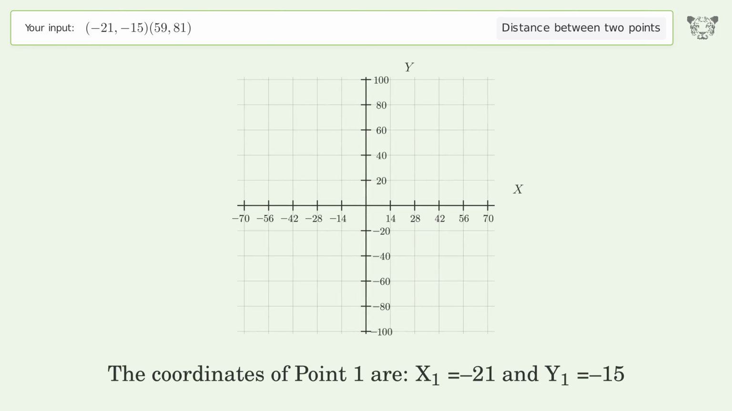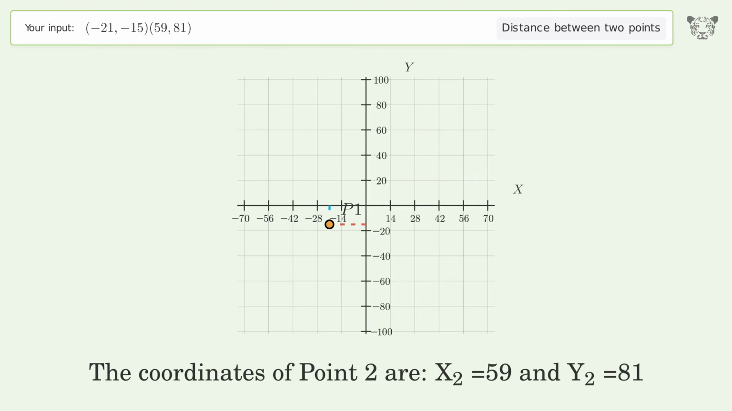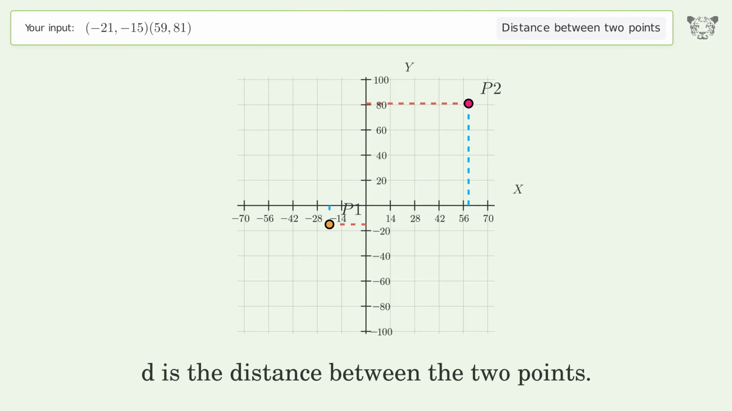The coordinates of point 1 are x1 equals -21 and y1 equals -15. The coordinates of point 2 are x2 equals 59 and y2 equals 81. D is the distance between the 2 points.